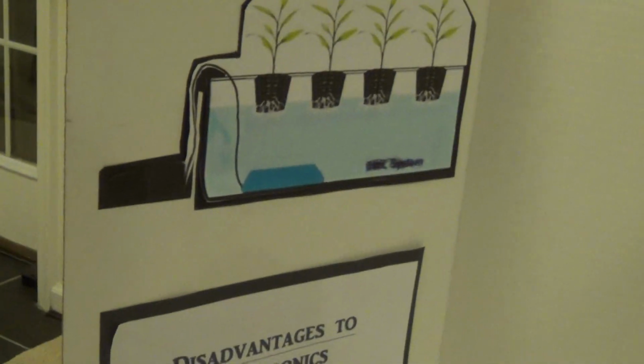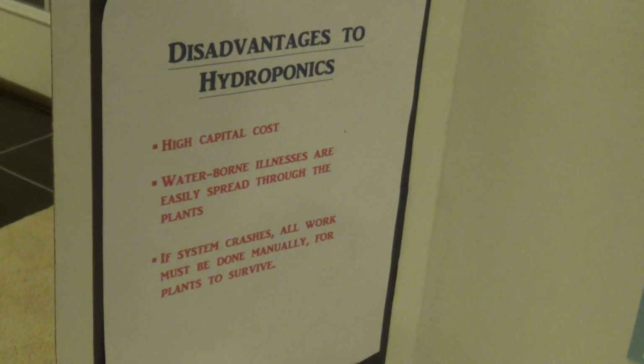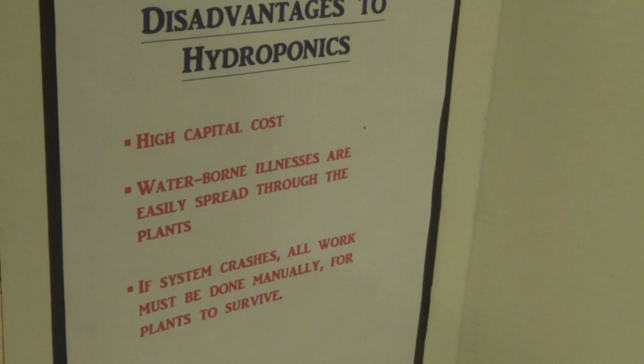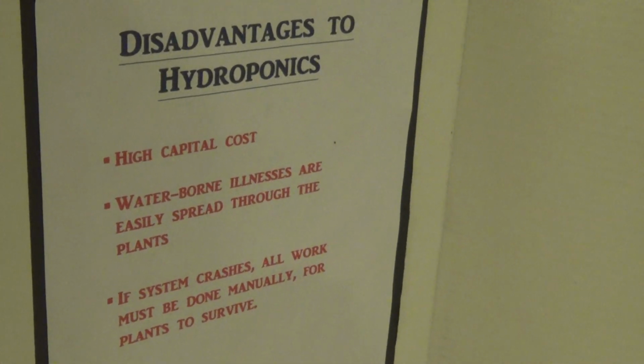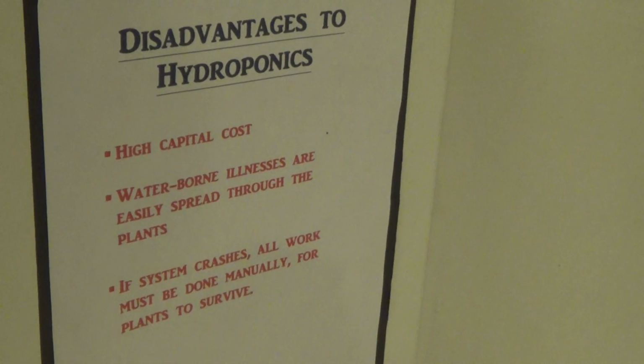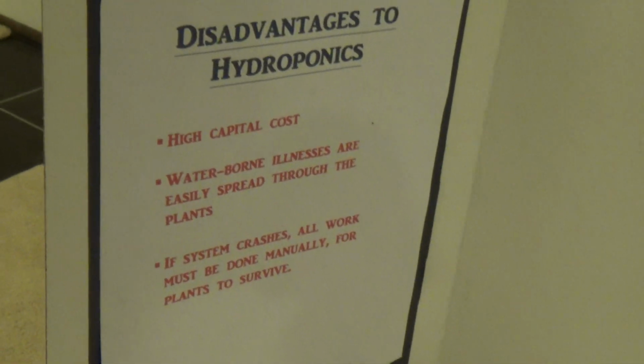The disadvantages to hydroponics are that it has a high capital cost. It also spreads many waterborne illnesses as the water is used for all plants. If the system crashes, all work must be done manually for the plants to survive.